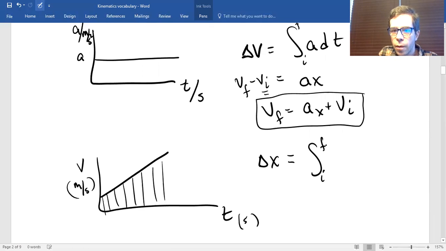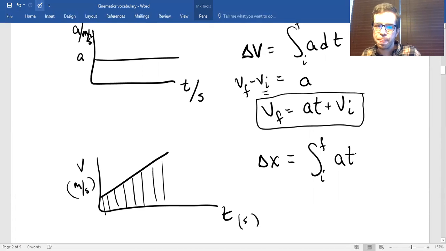So this is an integral from the initial to final value of a, oh, that looks like a subscript. Let me fix that, a times t. Oh, that's what's throwing me off. That should be a t, right? It was a dt, not dx. Bad math habit of always using x's, right? Or x actually means something here.